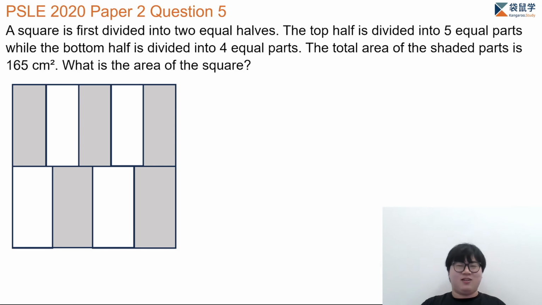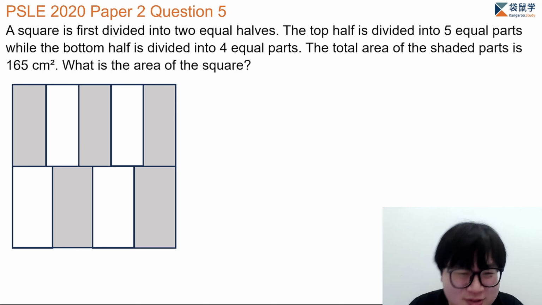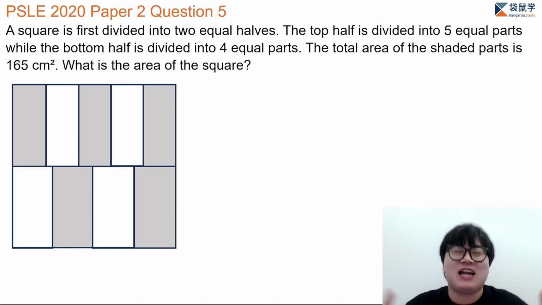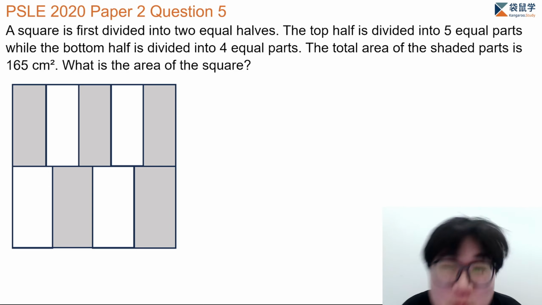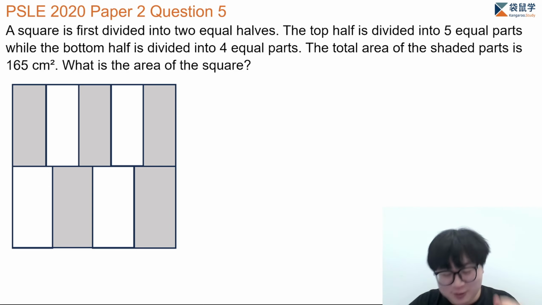We will find out this question is very complex because we need to divide into half first, and the top and bottom will be divided into different kinds of equal parts. So how to solve this question? Actually, to solve this question, we have 2 methods. So let's start from the first method.